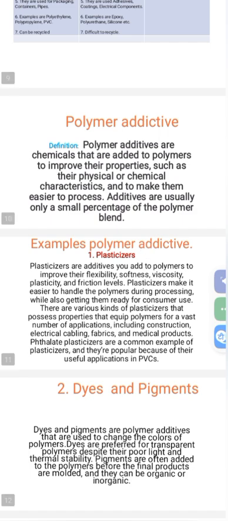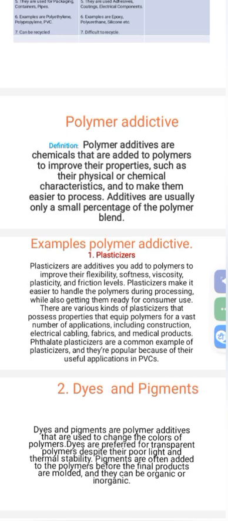Under this we have polymer additives. We are talking about polymer additives. They are chemicals that are added to the polymer to improve its properties, such as the physical or chemical characteristics. So when they want to produce polymer materials, what they add in their production to amend it, to make it suit whatever they want to use it for, is called a polymer additive.